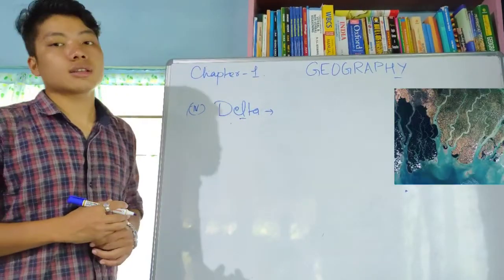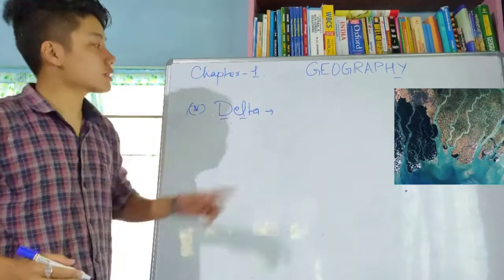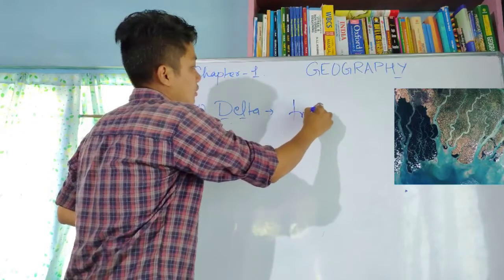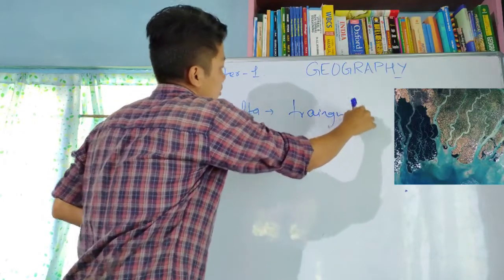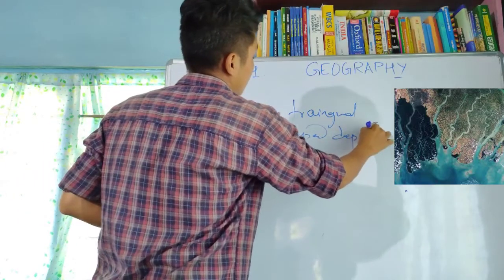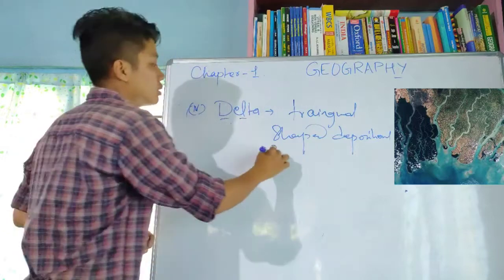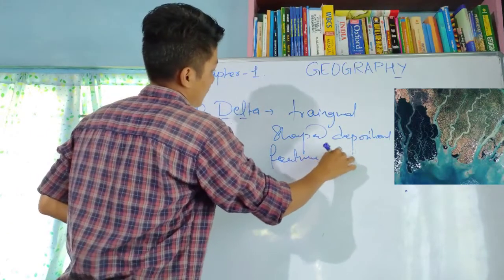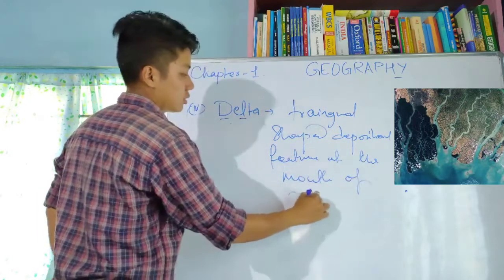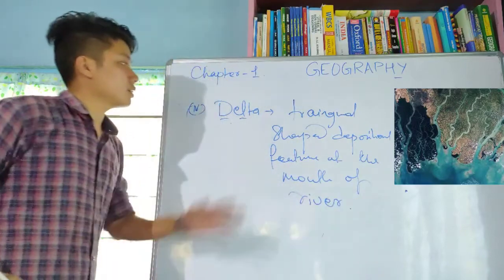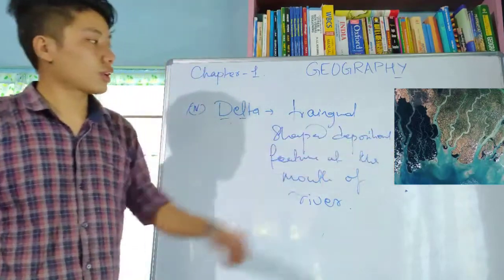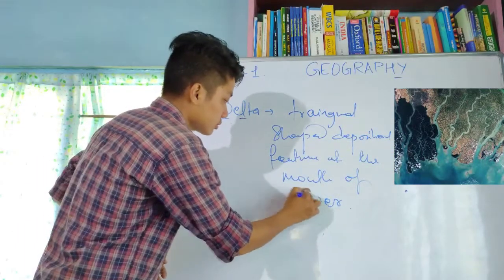The next and last depositional feature of a river is the delta. So basically, what are deltas? Deltas are a triangular shaped depositional feature at the mouth of the river. You can see a picture over here.